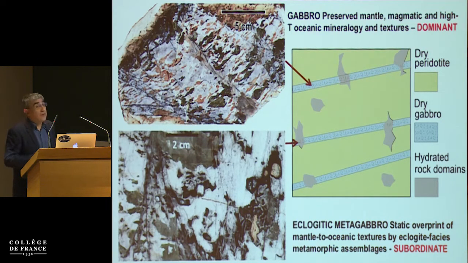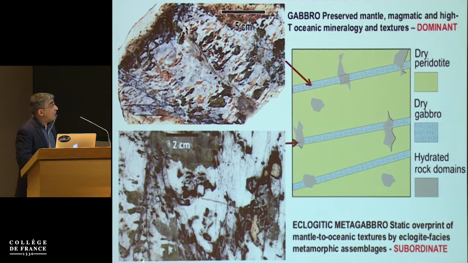If we zoom in on a hydrated gabbro, we see it is undeformed, but actually this is not a gabbro, it's a metagabbro, because here the original magmatic minerals have been statically overprinted, we say pseudomorphosed, by high-pressure minerals affecting the pyroxene, the plagioclase, and the olivine here.